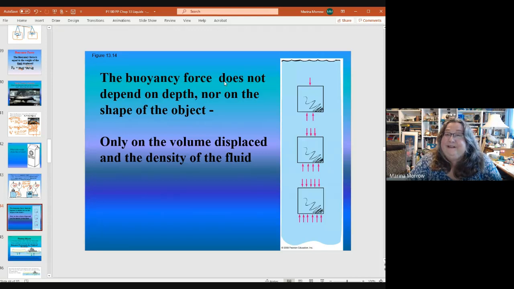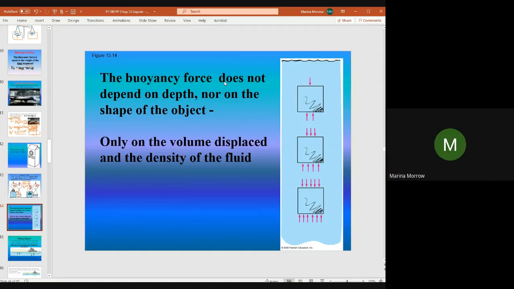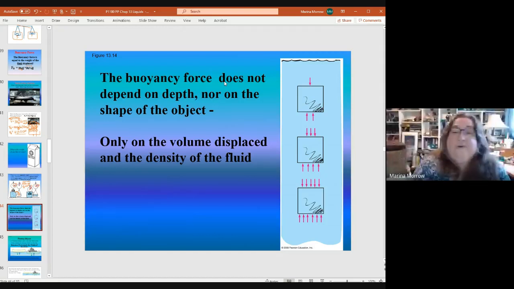Okay, now the buoyancy force doesn't depend on depth, which is really peculiar, because we said it depended on pressure, so you would think it would depend on depth. But the buoyancy force depends on the difference in the pressures between the top and the bottom of the object. And if the object doesn't change its shape or volume, so it doesn't get crushed as it goes down, then the forces on the bottom and the top are always the same difference.